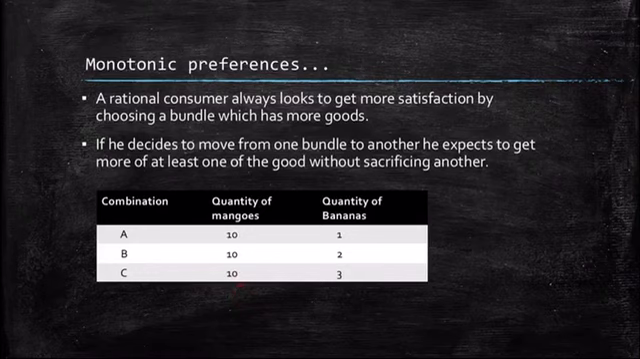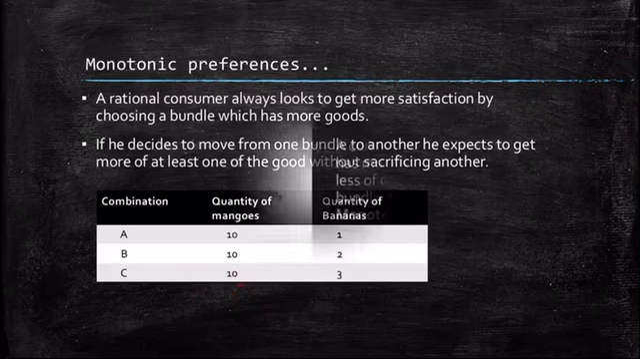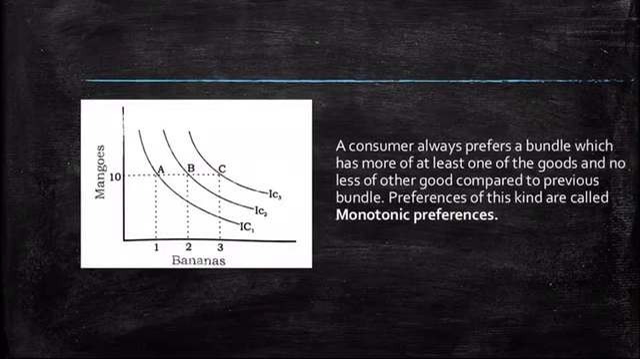The answer is no. Because you know that as long as the consumer is staying on the same indifference curve, he must sacrifice one good in order to get another good. But as we discussed in the table, while he was moving from one combination to another, he was having 10 units of mangoes, and without sacrificing the mangoes, he was getting extra units of bananas, which makes him get more satisfaction without sacrificing another good.